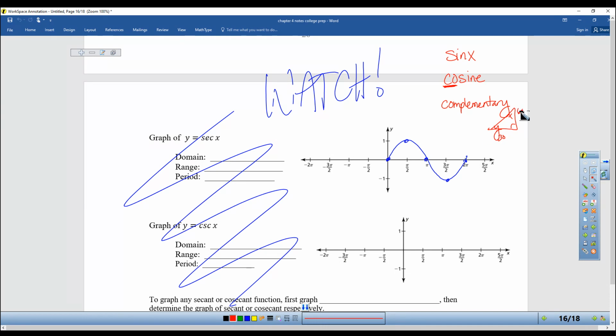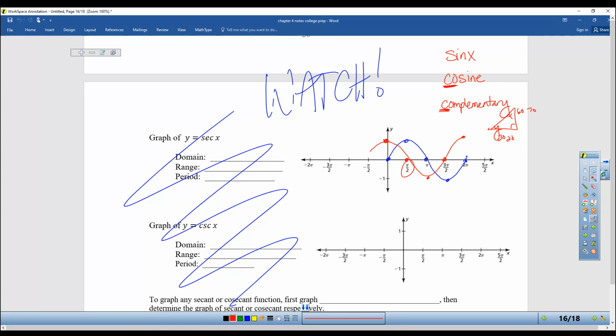If this is 30, then this is 60. If this is 20, then this is 70. They always complement each other to make 90. Well, if you look at the graph of sine and cosine, cosine starts here, and then it ends up doing the same thing as sine. When you look at them on top of each other, they're the same graph, just moved how much? Pi halves, or 90 degrees. They are literally the exact same function, but just shifted 90 degrees. 90 degrees as in complementary.